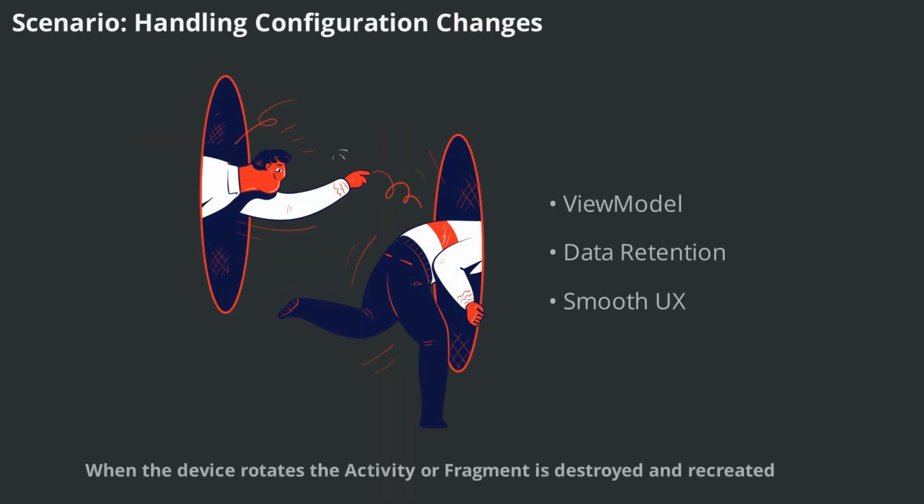When the device rotates, the activity or fragment is destroyed and recreated. ViewModel helps retain UI-related data across these changes, ensuring a smooth user experience. Interviewers may ask you to handle configuration changes without losing data.